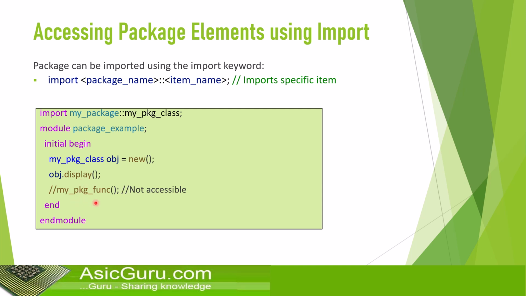But now see this statement. Here I am trying to call the package function, but it won't be allowed since I have not imported that from the package. I have only imported the class. So I hope it is clear how we can access the package elements using import, either by using the wildcard operator or by importing the specific item.